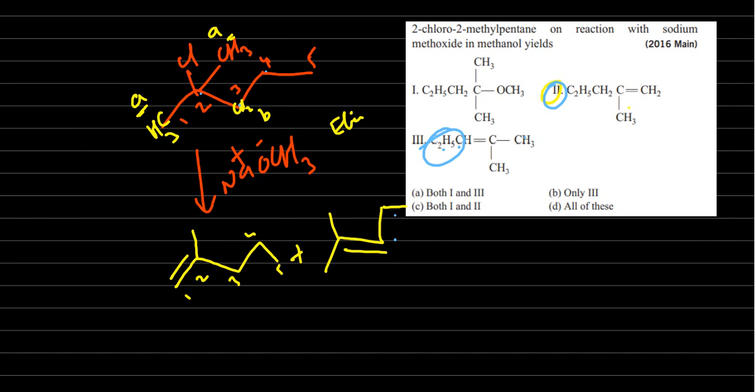What about the first one? Here, both 1 and 3, 1 and 2, only 3, all of these. So 2 and 3 are already there. So here, secondary, there is no elimination. Okay, Williamson synthesis.